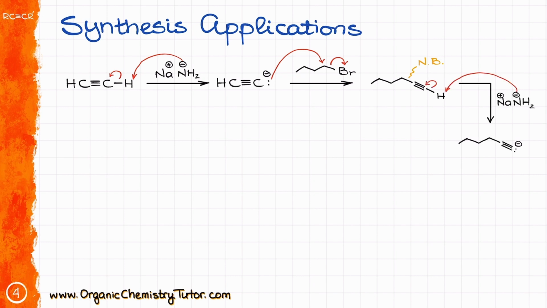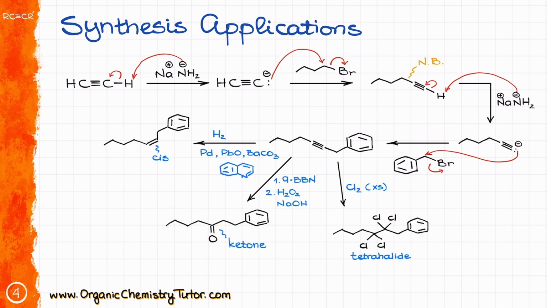After that, I'll deprotonate it again with another equivalent of sodium amide, making another alkynide anion, which I'll react with another primary alkyl halide, giving me a rather big and complicated molecule with an alkyne functional group right in the middle over here. And since alkynes are a very synthetically versatile functional group, I can further convert this molecule into a whole bunch of other interesting targets. So for instance, I can make an alkene from it, or I can make a ketone, or I can even make a tetrahalide and a whole bunch of other things.